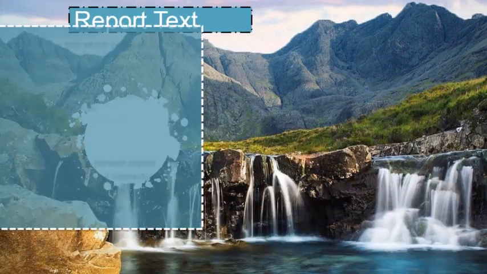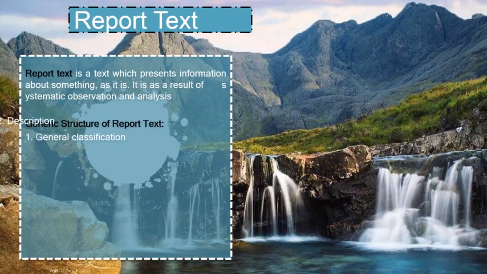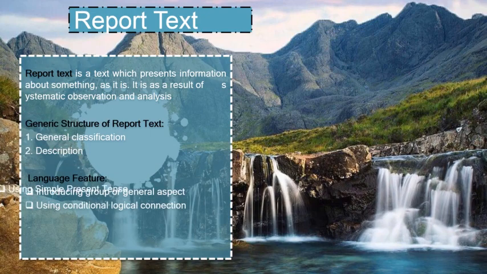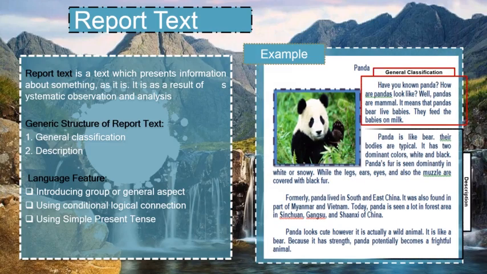Report text is a text which presents information about something as the result of systematic observation and analysis. A report text has two general structures: general classification and description. And next is language features. First, introducing group or general aspect. Second, using conditional logical connection. And third, using simple present tense.